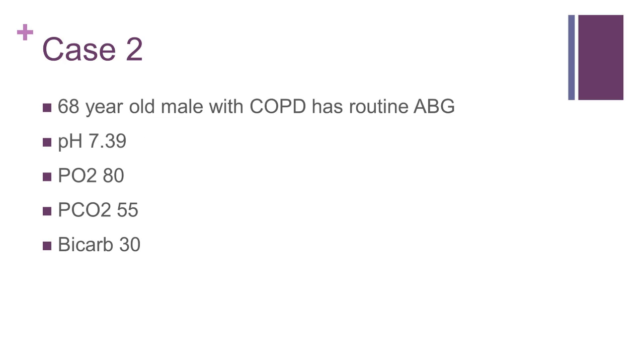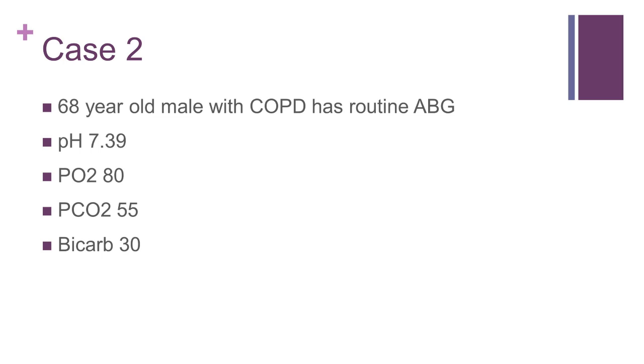Let's do another case. This patient is a 68-year-old man with known COPD who has an ABG performed in your office as part of a COPD assessment. He has a pH of 7.39, PO2 of 80, PCO2 of 55, and bicarb of 30. This patient is neither acidemic nor alkalotic. He has a normal pH, right?